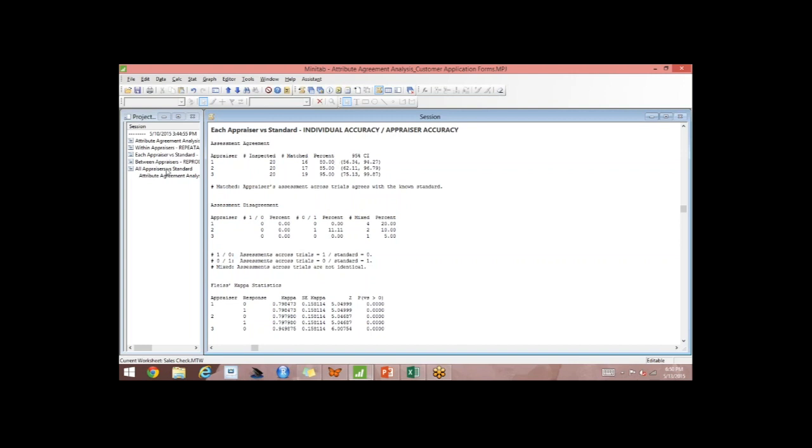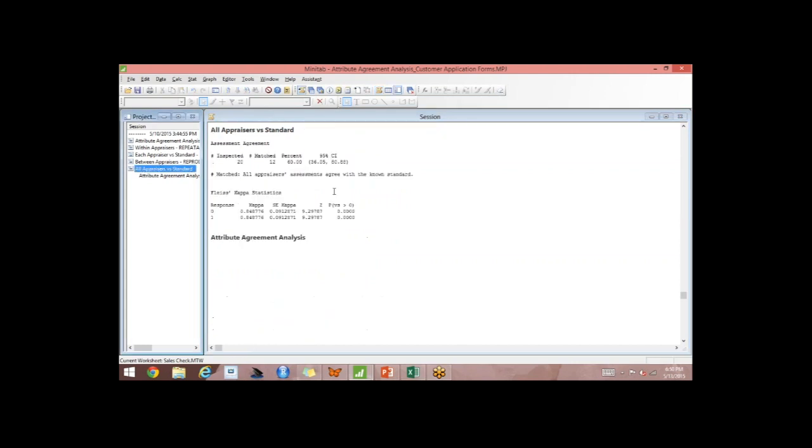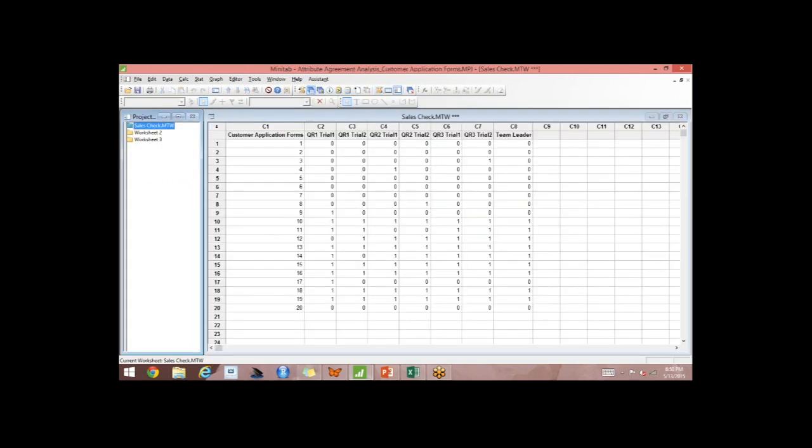There's one last thing which we'll have to look into now, which is all appraisers versus standard. Out of 20 customer application forms, there was a match of 12, and the total percentage is coming to 60. 12 by 20 multiplied by 100 is 60. Right? So let us go back to the worksheet and understand where this 12 is coming from. So click on this icon, go back and do this.